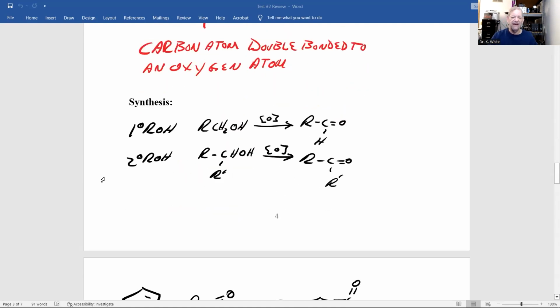Now, how do you make an aldehyde or a ketone? Well, we've talked about it already, so I'll go through it quickly. Primary alcohol oxidized to an aldehyde, secondary alcohol oxidized to a ketone.